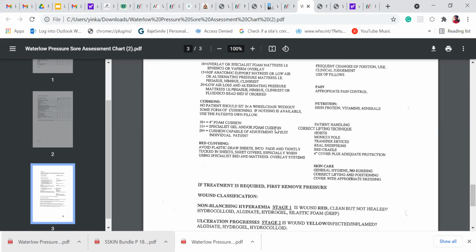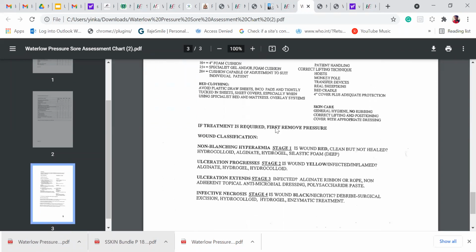So also think about patient handling techniques, using the correct lifting techniques. If you're using oils or any transfer devices, it's important that you take extra care. If treatment is required, first remove the pressure, it's very important. And let's look at the different classifications there.